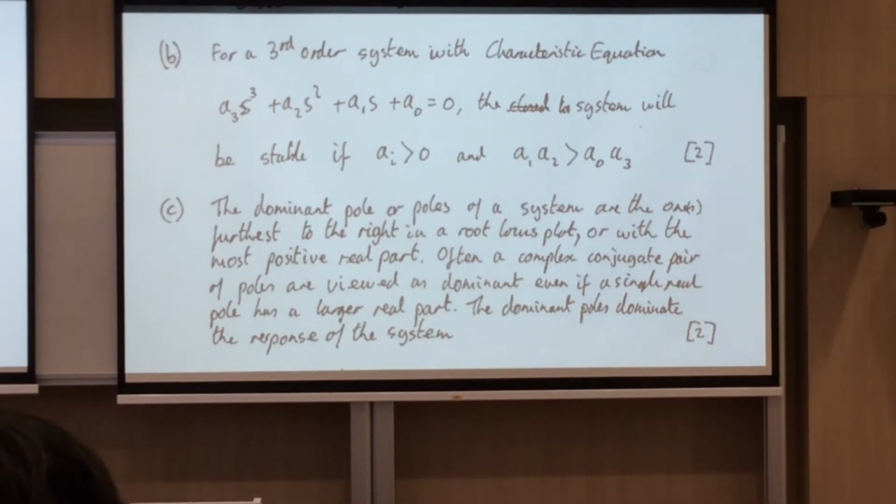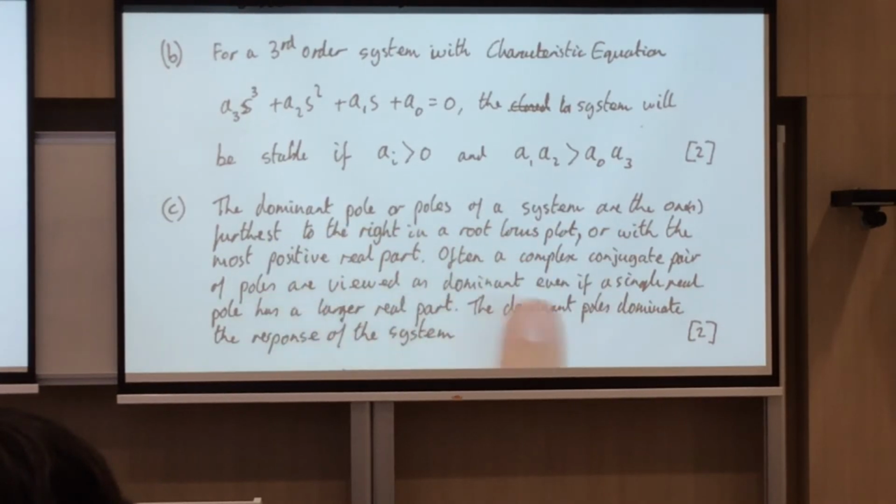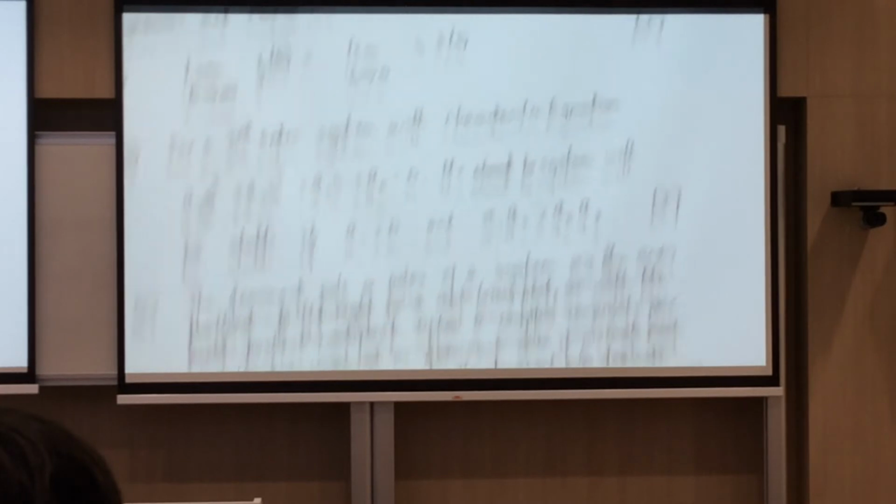But if you want to get the full 2 marks, just telling me dominant poles dominate the response of the system, I think it's either 0 or half. What we're asking is for you to explain from control theory what it means in terms of the position of the poles. So you must tell us how the position of the poles will dominate the response of the system to get the full 2 marks.